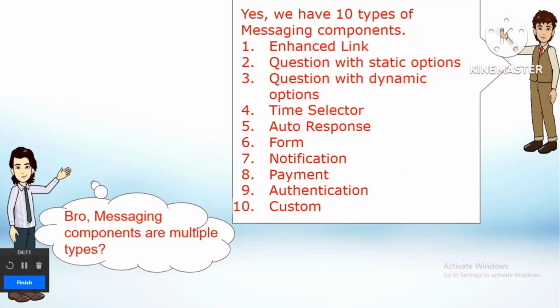And the look and feel will be good. Second, questions with static options. The agent wants to ask some questions, so we can prepare questions and prepare some static options. While chatting with the customer, the agent can use those questions. Third, questions with dynamic options. Suppose the customer is chatting with an agent, then we can show the last five orders of that particular customer, and we can take the input.